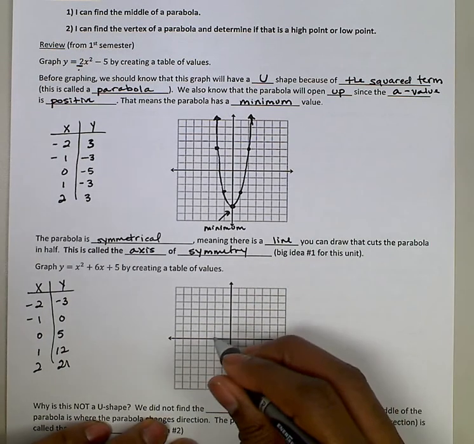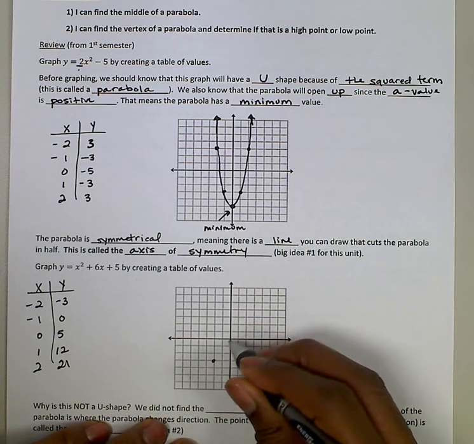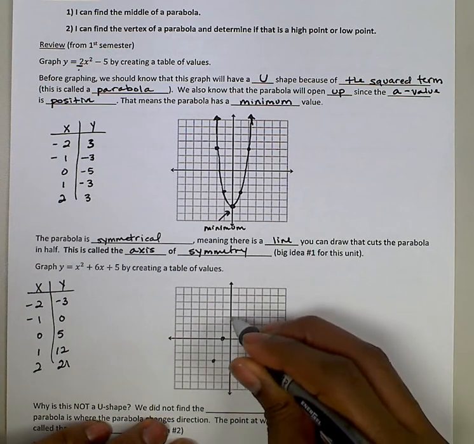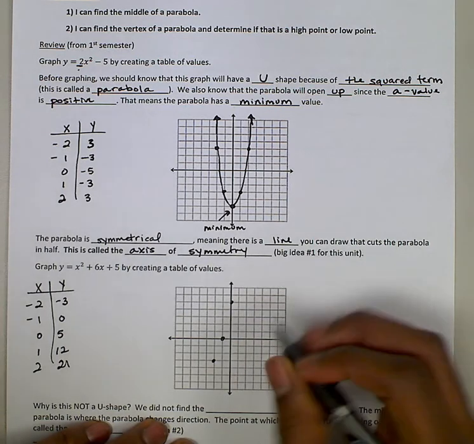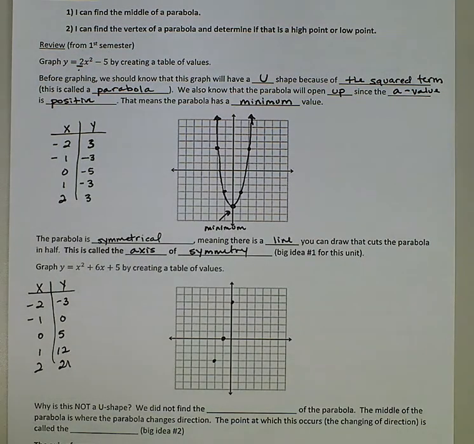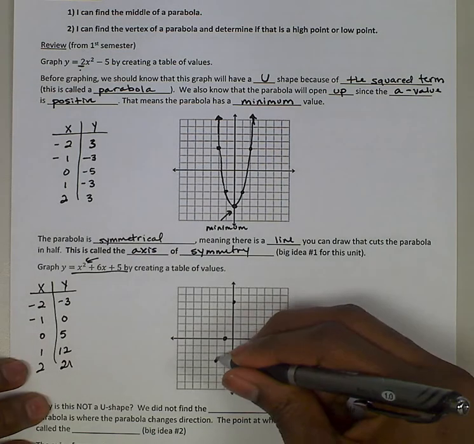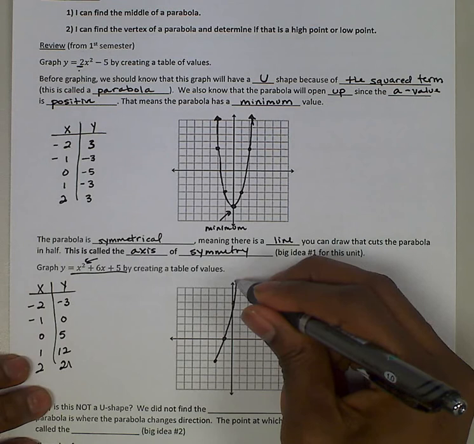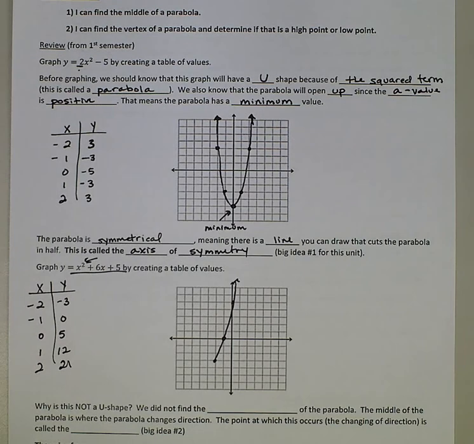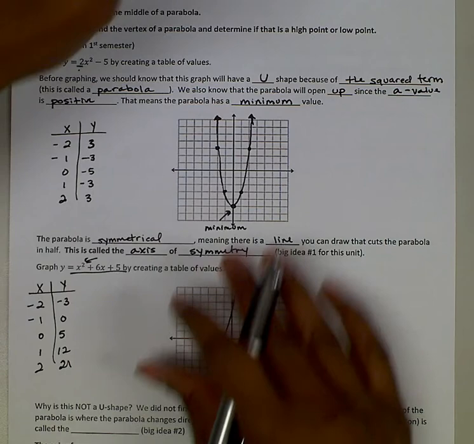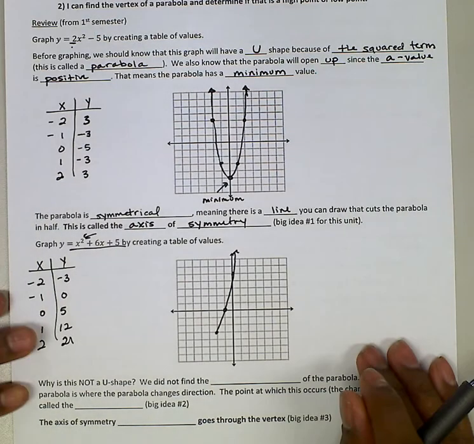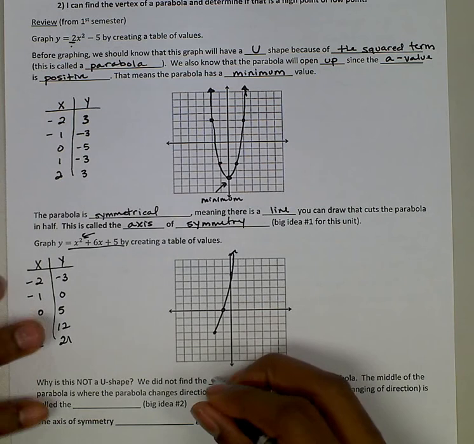-2, -3; -1, 0; 0, 5; 1, 12. I'm not even going to be able to fit that on here. What do we notice about this graph? What you should notice is that, because of our squared term, this should be a parabola. But as we do our graph, it doesn't look like a parabola at all. It just looks like it continues this way. What did we do wrong? Why isn't this a U-shaped curve? The reason is that we didn't find the axis of symmetry.